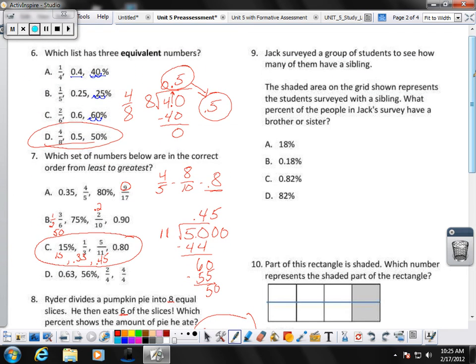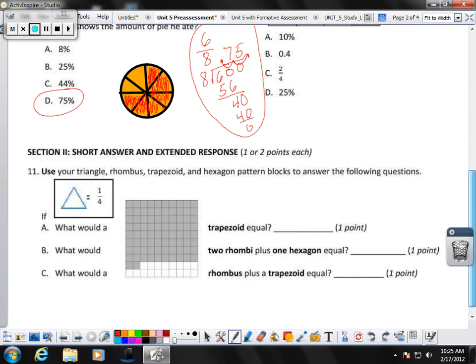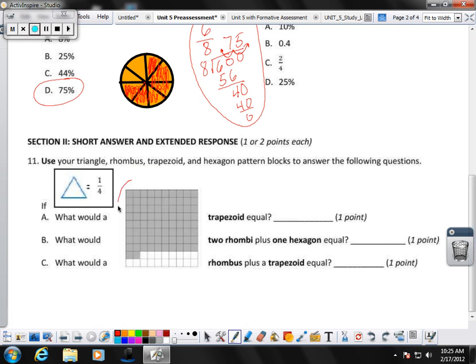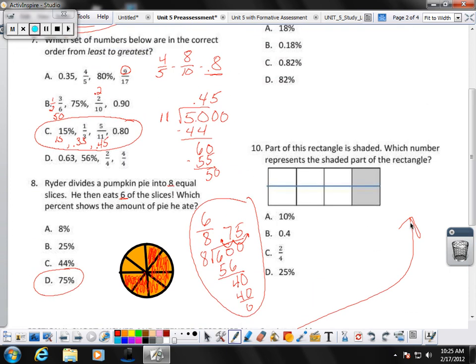Let's go ahead and do the survey about Jack. Jack surveyed a group of students to see how many of them have a sibling. He then shaded the area on the grid. Oh, and this is the one where our grid is really messed up. Our grid's actually down here. So we'll go look at that. Here's the grid. This is the grid we're talking about. That should belong up there. So the grid actually shows, that should be up here.